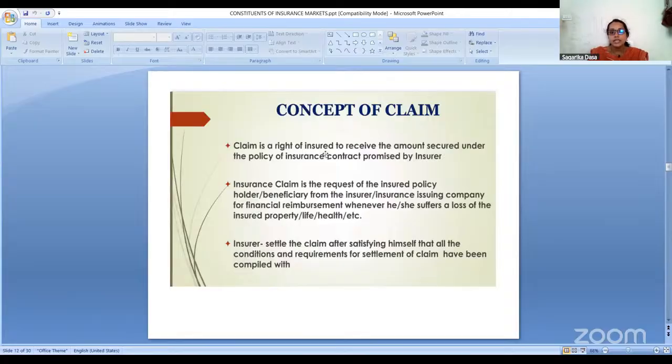Then we have the concept of claim. A claim is the right of the insured to receive the amount secured under the policy of insurance contract promised by the insurer. As a policy holder, after the policy is taken, the claim is the amount that the insured party has the right to receive after the completion of the particular contract by the insurer. Because insurance is a contract between the insured and the insurer.